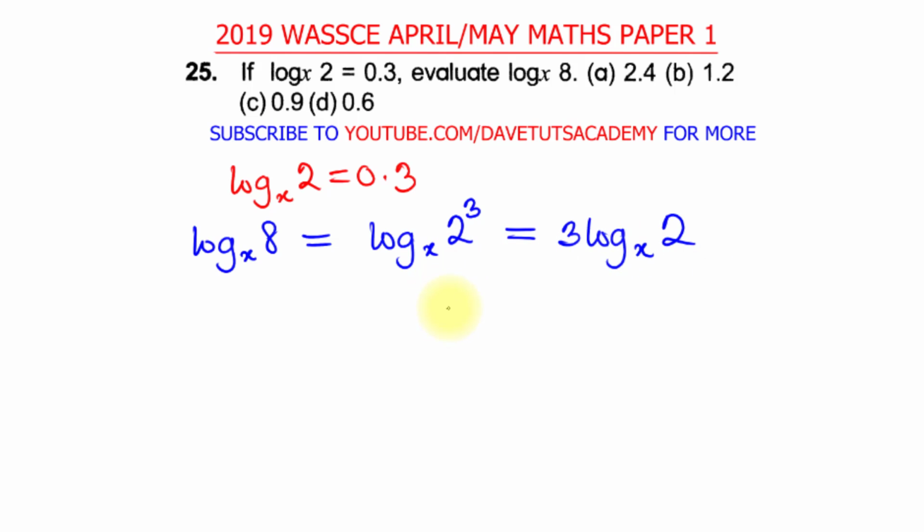It is the understanding of the laws of logarithm that allows us to know that when we have a logarithm to a particular power, that power can be a multiplying factor of the logarithm of the number that we're looking for. So since we already know log to base x of 2 is 0.3, this will be 3 times 0.3, and 3 multiplied by 0.3 is 0.9. So of the options we are given, option C is the option giving us the correct answer as 0.9. Isn't that quite simple?